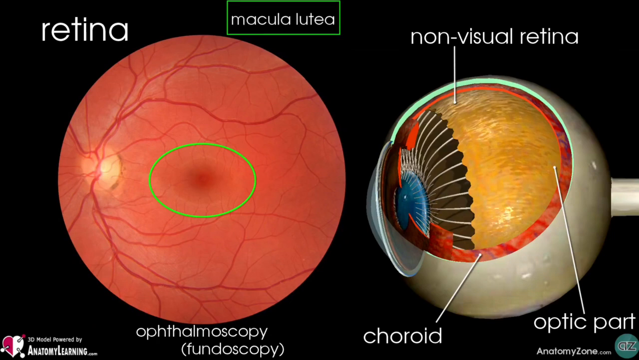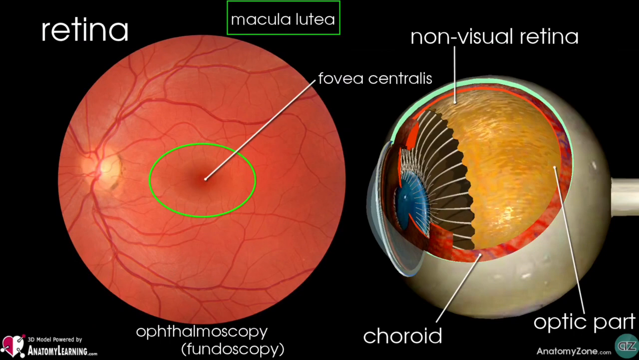The macula contains a depression called the fovea centralis, which has a high concentration of cones, which are the light-sensitive receptor cells which function best in brightly lit conditions and are responsible for high acuity color vision.